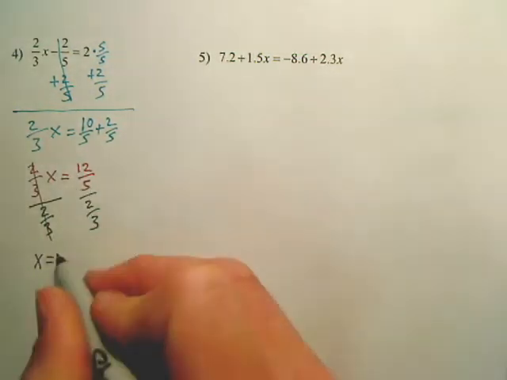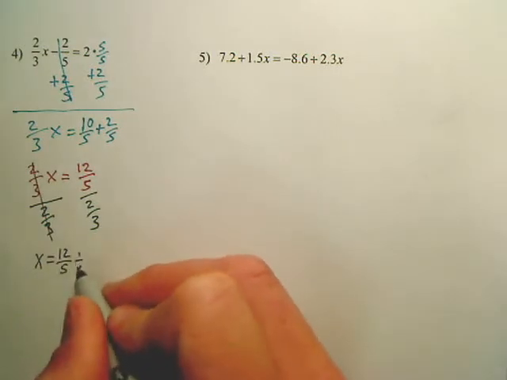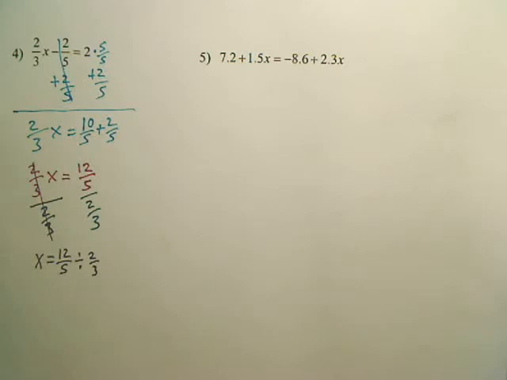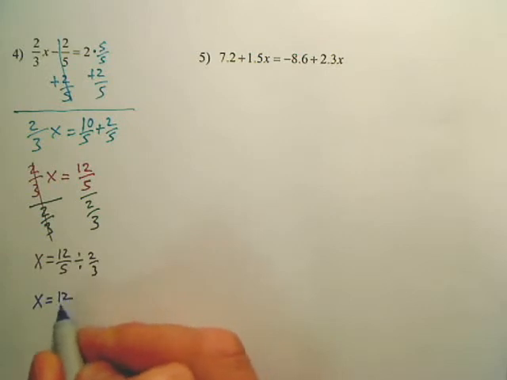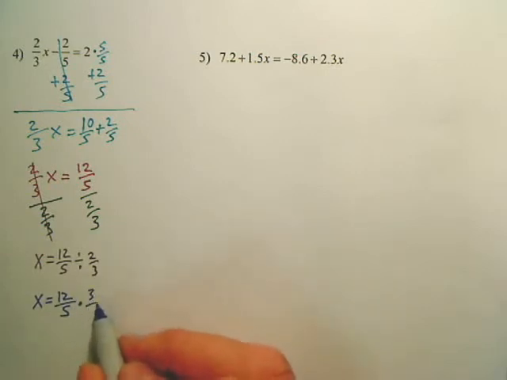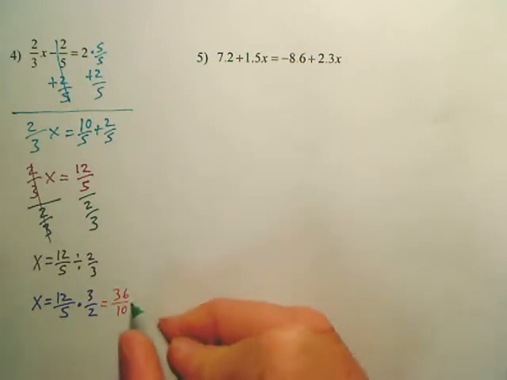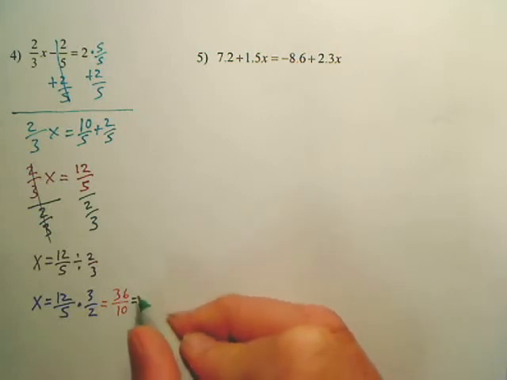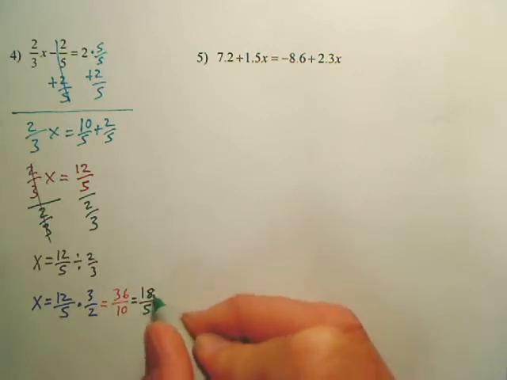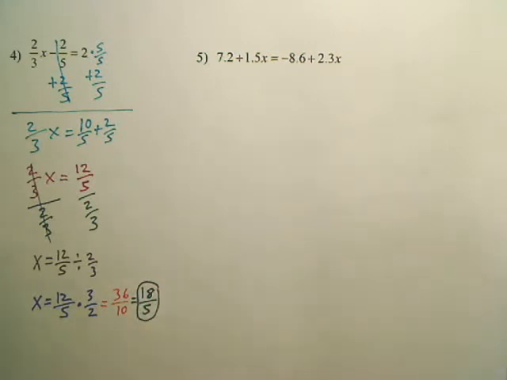But when you divide, that means 12 over 5 divided by 2/3. What does that mean? You flip the second one, which means 12 over 5 times 3 over 2. Multiply straight across now. 36 over 10, which that can be reduced. What goes into both 36 and 10? 2. 18 over 5, and that is fine for an answer.